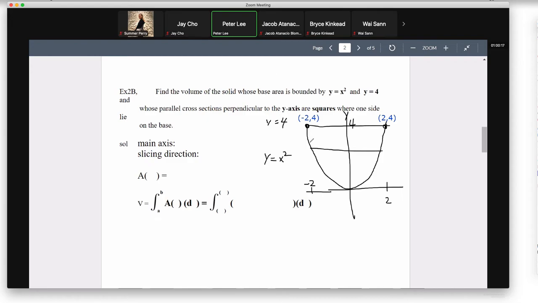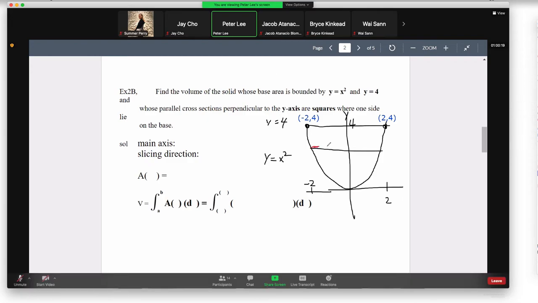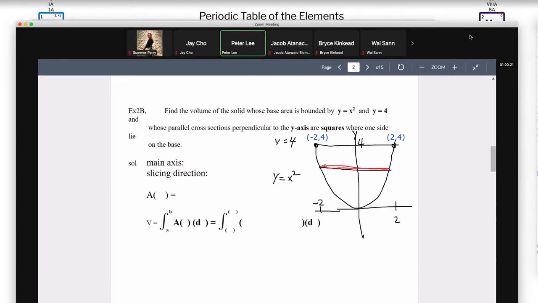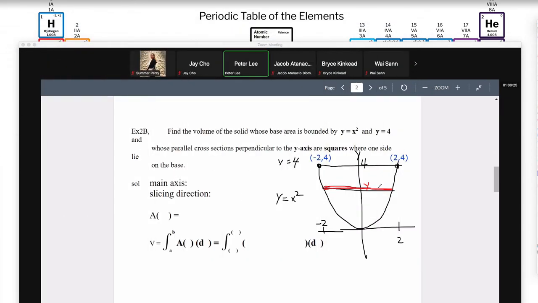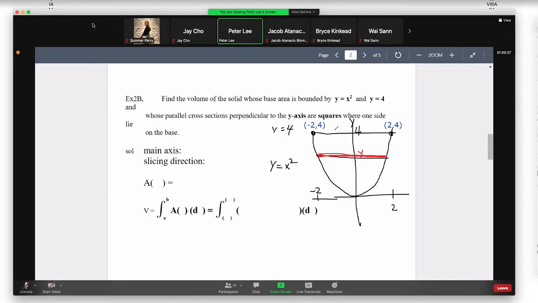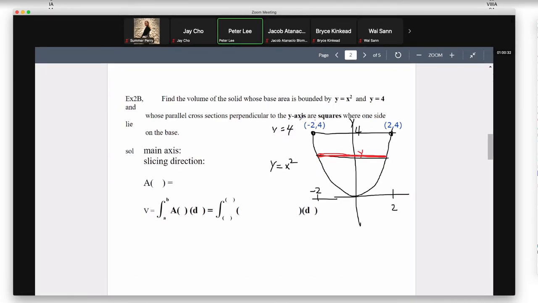Let me use my red marker now. I'm going to cut it like this at cross-section y. If you take a cross-section at y, what happens here? The cross-sections are squares. When you take a cross-section perpendicular to the y-axis, you get squares where one side lies in the base. So when you cut it here, the square is going to stick out. Now let me take the cross-section here.